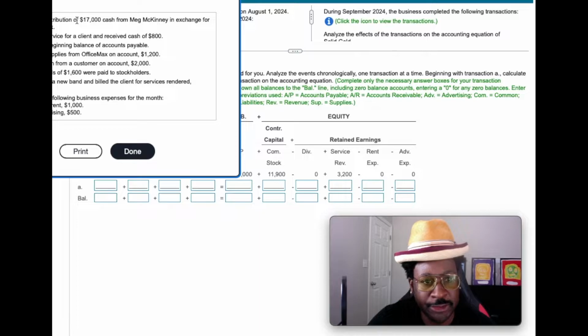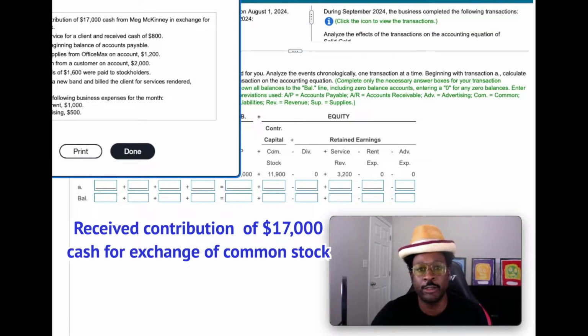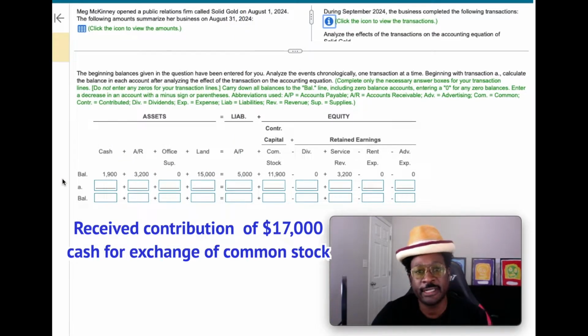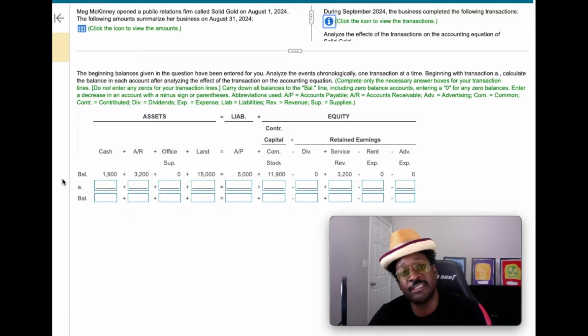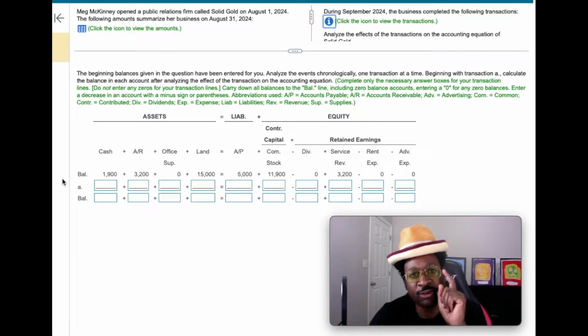Receive contribution of $17,000 cash from McKinney in exchange for common stock. So what are the keywords, gang? Cash, common stock. So basically they issue stock. What is affecting the accounting equation? Cash. Cash is affecting the accounting equation because it's coming into the business. Cash happens to be an asset, so our asset cash will increase.